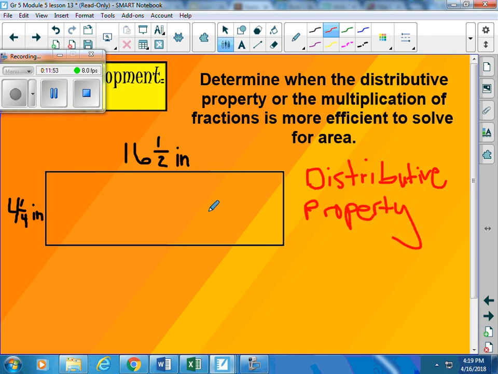All right, so when I do the distributive property, I'm just going to start here with the 16. Okay? So I'm going to start with the 16 and I'm going to multiply it times the 4. And then I'm going to take the 16, I'm going to multiply it times 1/4.